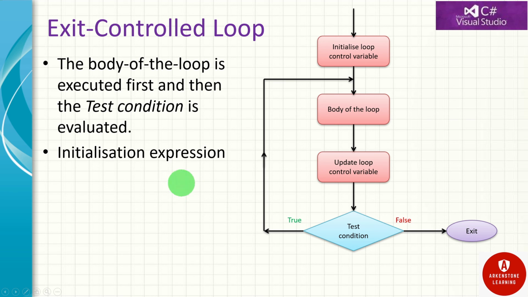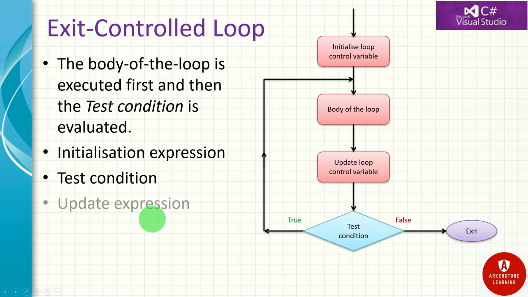So let us see where these four parts are. For a loop, initialization of the expression, that is over here. The test condition is being evaluated at this stage. Third one is update expression, which is happening here, and body of the loop is here.